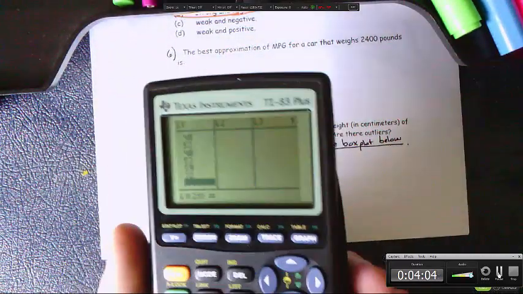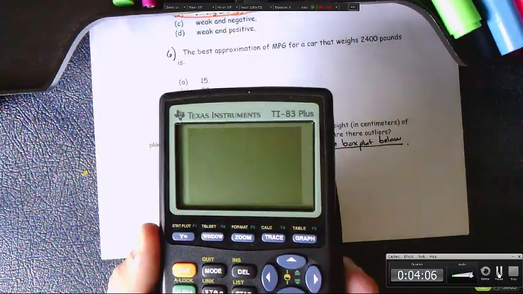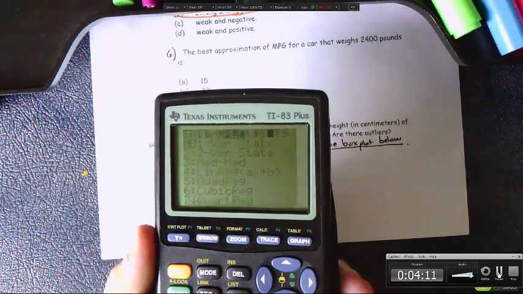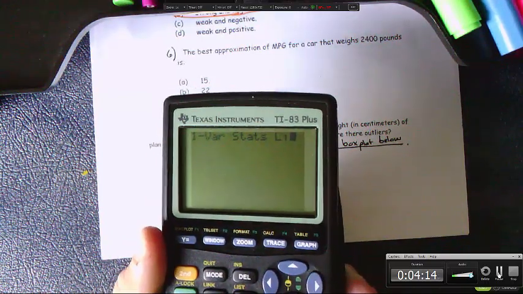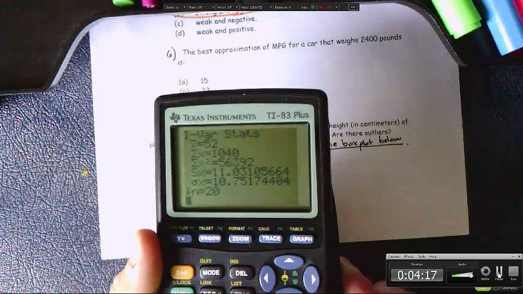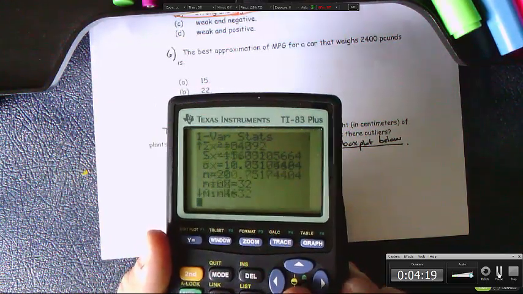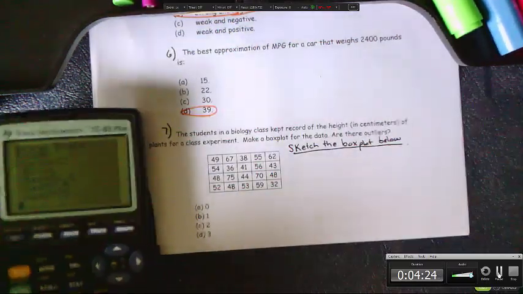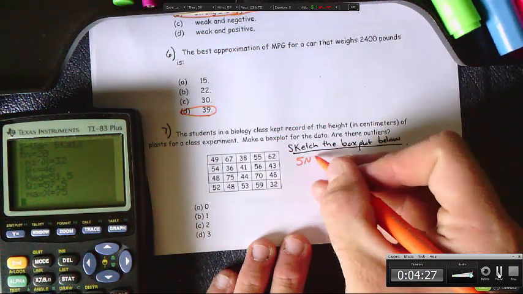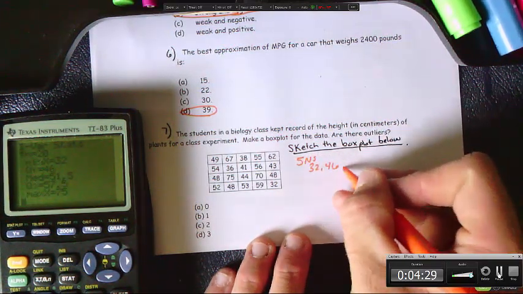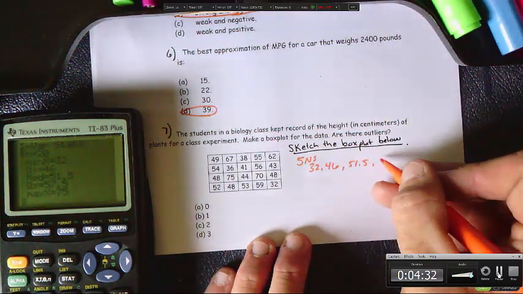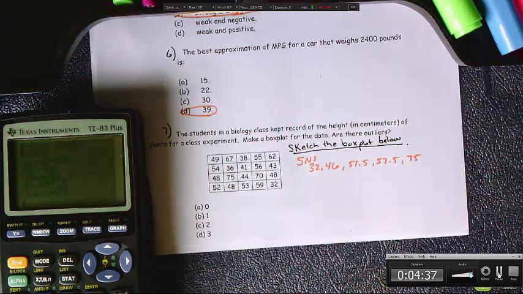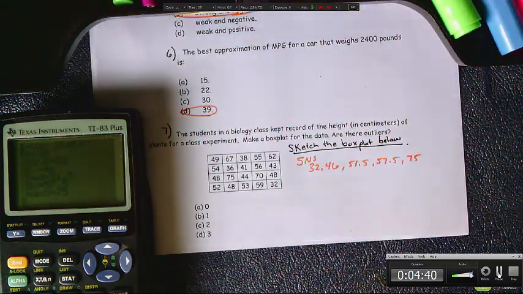Alright, you typed it in the calculator. You go second, quit, back to the main screen, stat, calculate one variable stats. I typed it in as list 1, so second L1. It's going to give me the one variable statistics for that data. I'm going to scroll down. It gives us the 5-number summary. So I'm going to write it down. The 5-number summary is 32, 46, 51.5, 57.5, and 75. Now for some reason I don't feel like that's correct.